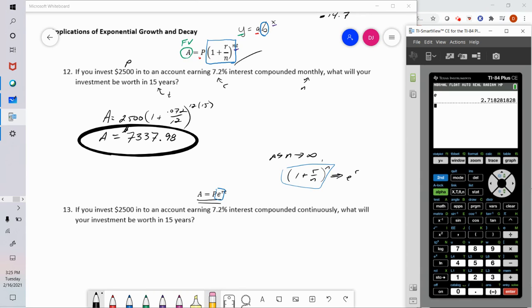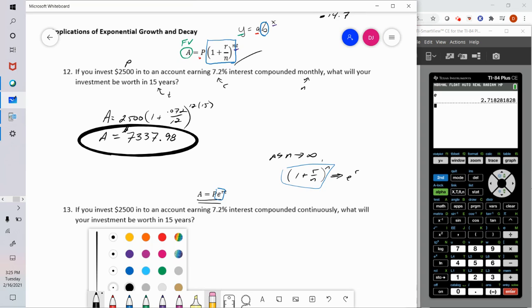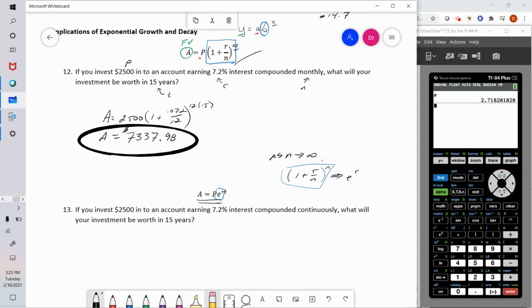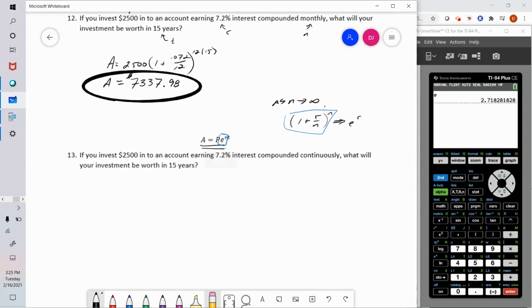Okay, so if my interest is going to be compounded continually, I use this equation, A equals P times e to the r t. And again, 2,500 is my P, 7.2 is my r, 15 is my t. No n, because we're not compounding periodically, we're compounding continuously.